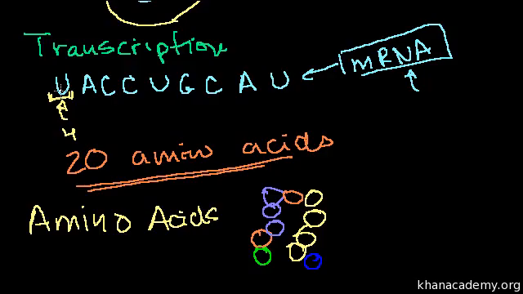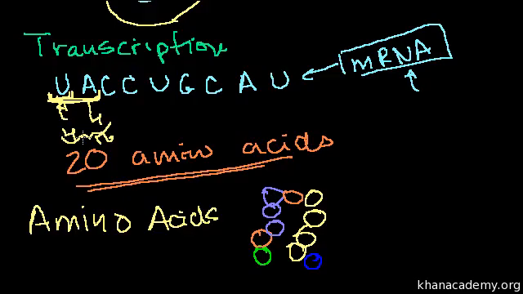But how can we increase the combinations? Well, if we include 2 bases, then how many combinations can we have? Well, we have 4 possibilities here, and then we'd have 4 possibilities here. So we'd have 16 possibilities. But that's still not enough. That's still not enough to code for one of 20 amino acids, to say, hey, this is going to code for amino acid number 5.